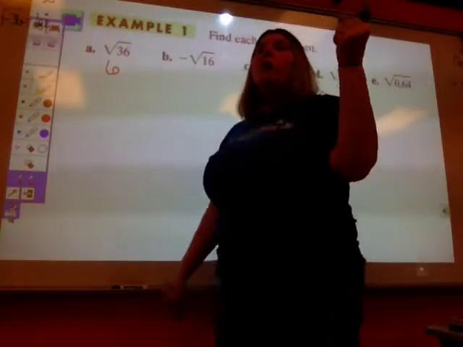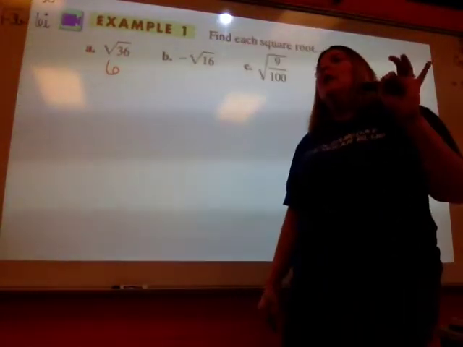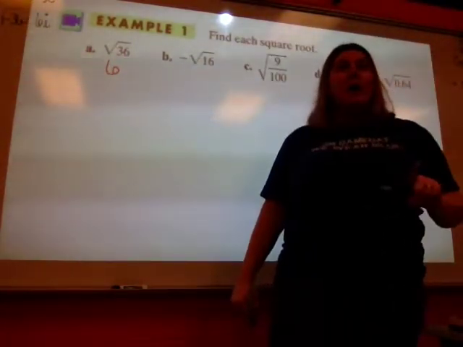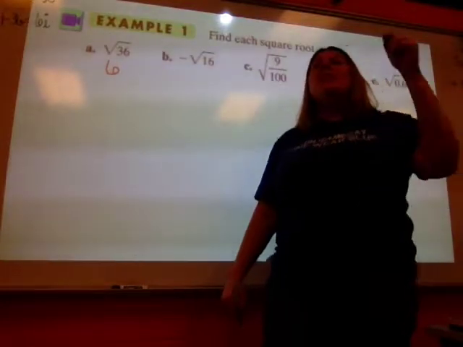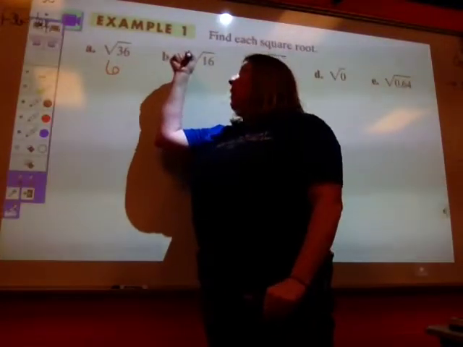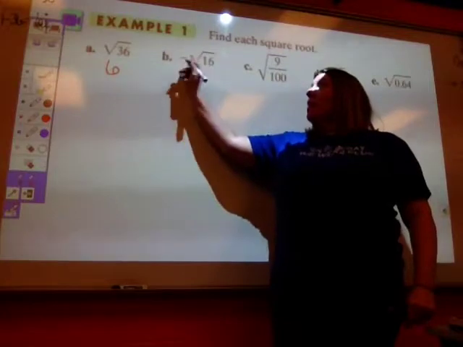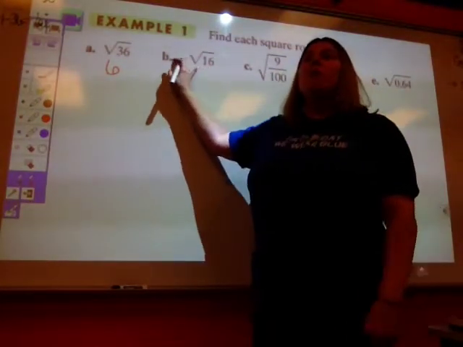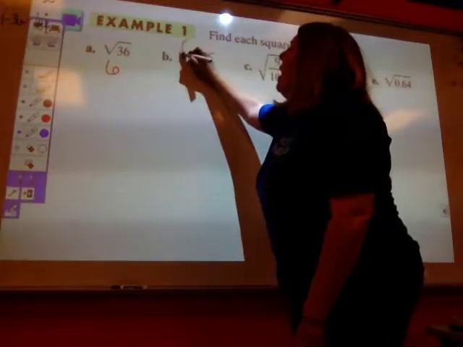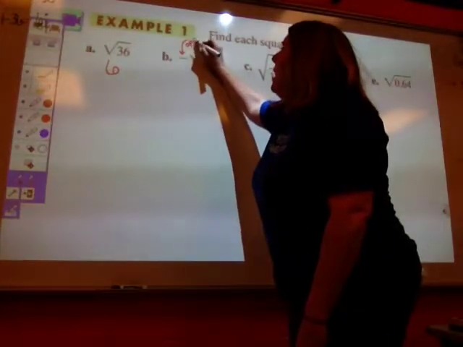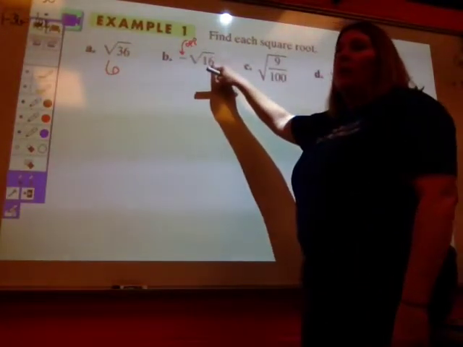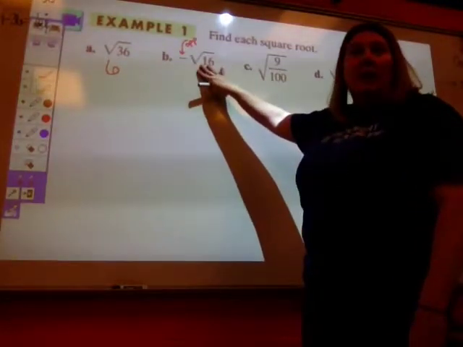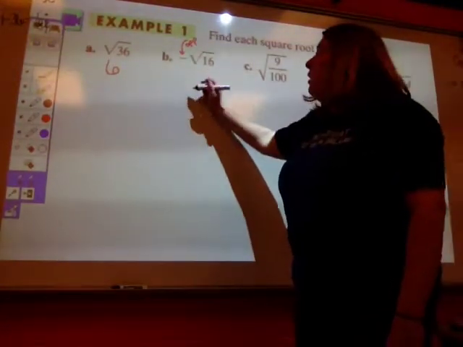Now, we just talked about negative numbers. And I said you can't have a negative number where? Inside the square root. Is this negative number inside the square root? No. It's outside the square root. So this is really like saying the opposite of the square root of 16. Well, what's the square root of 16? 4. And what's the opposite of 4?